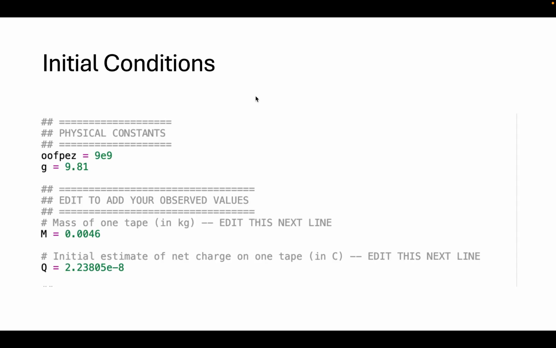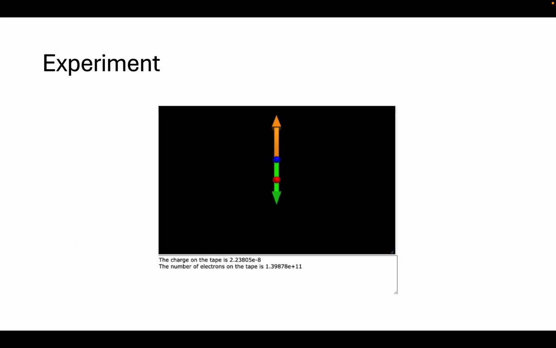Here we have the initial conditions set up, with this being equal to K UPES, acceleration due to gravity, the mass of one piece of tape, and then the initial estimate of the net charge on one piece of tape, as shown here. Here is the actual calculating code.